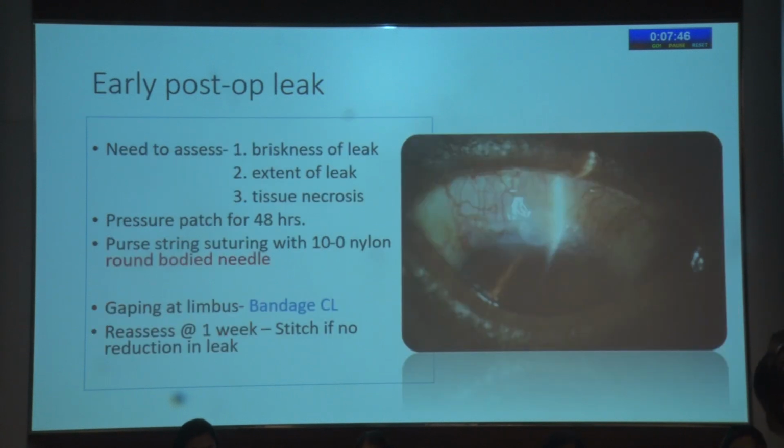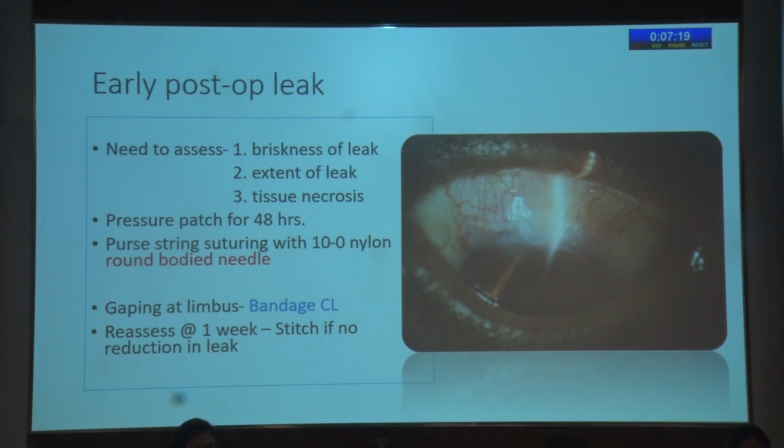So how to deal with early post-op leaks? We need to assess the briskness, how fast it is leaking, the extent, the clock hours of leak, and whether it is associated with tissue necrosis. The commonest thing is a stretch hole or a buttonhole through the suture that we use, usually a Vicryl or a nylon, whatever.